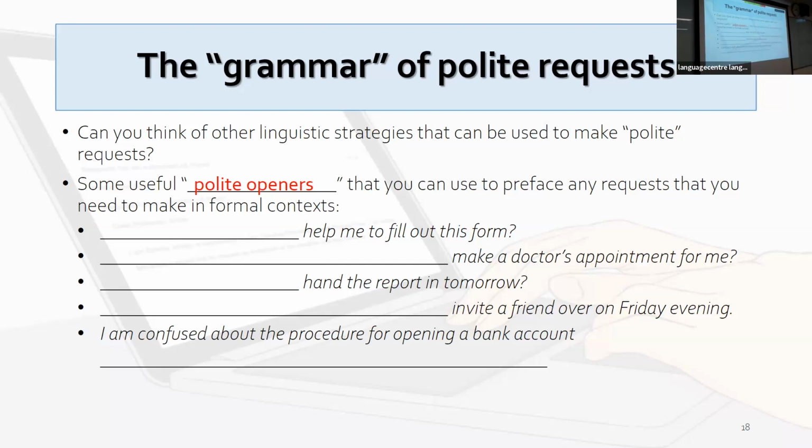You can use those polite openers, but if you want some varieties, you can say, could you possibly help me to fill out this form? Here, the word possibly also functions as a kind of down toner to soften your tone. Could you possibly help me to fill this form? Or is there any chance that you could make a doctor's appointment for me? Is there any chance that you could do something for me?